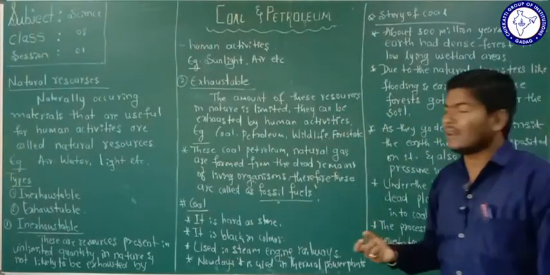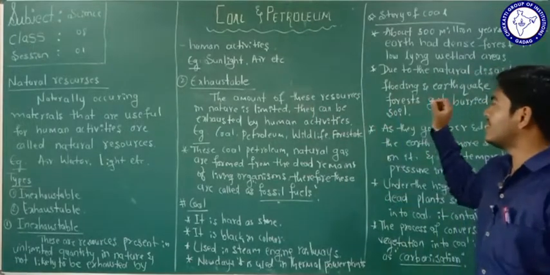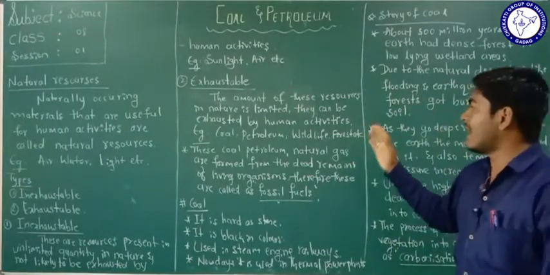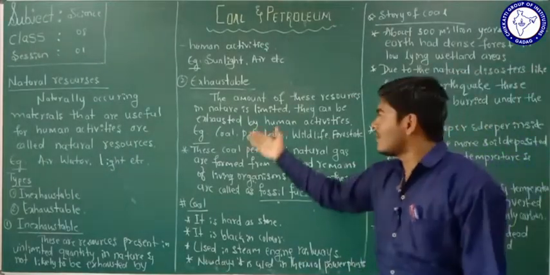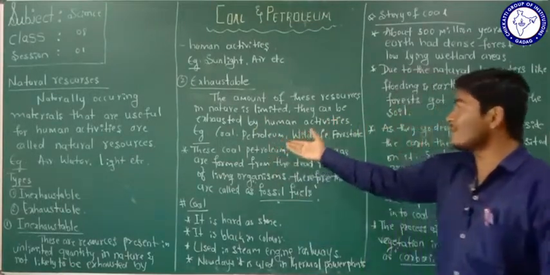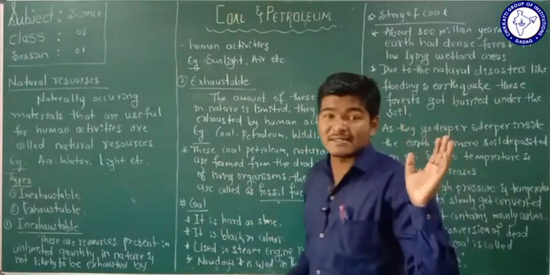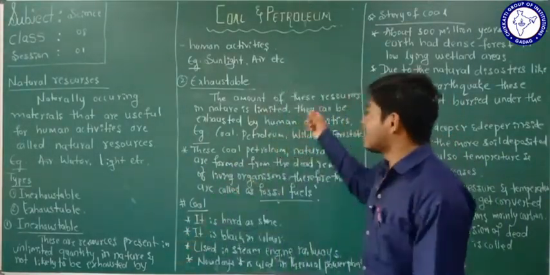Once again I am repeating here, what are exhaustible natural resources? The amount of these resources in nature is limited. They can get exhausted by human activities. Such types of natural resources are called exhaustible natural resources. For example, coal, petroleum, wildlife, forest, natural gas, these are all exhaustible natural resources.